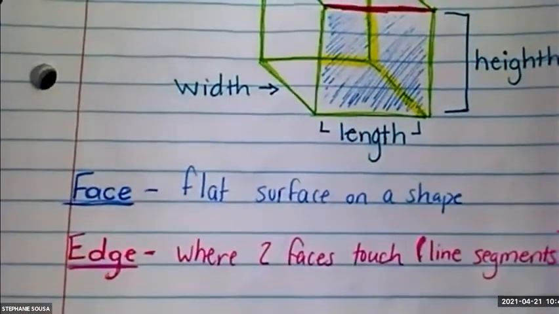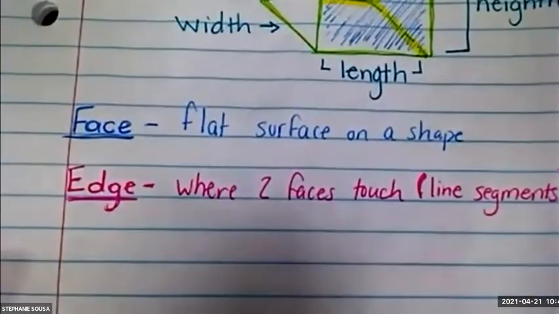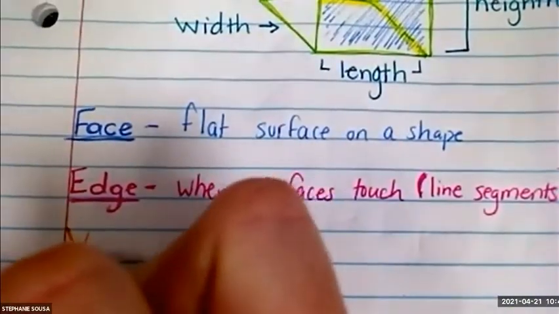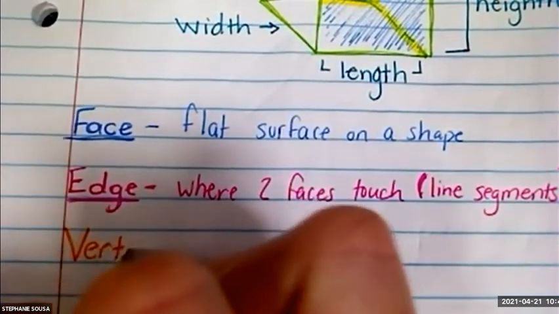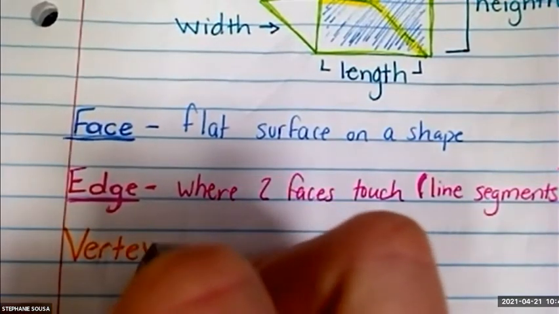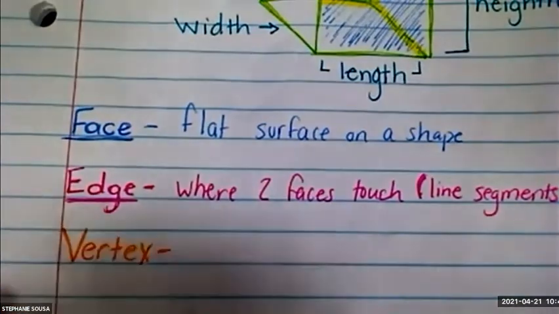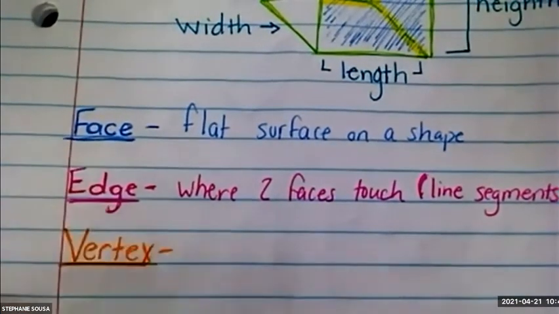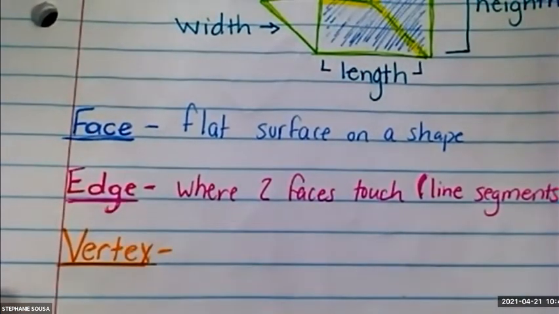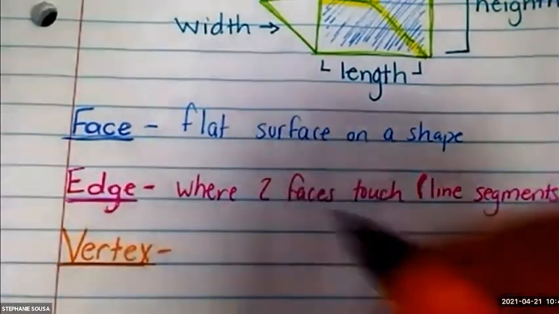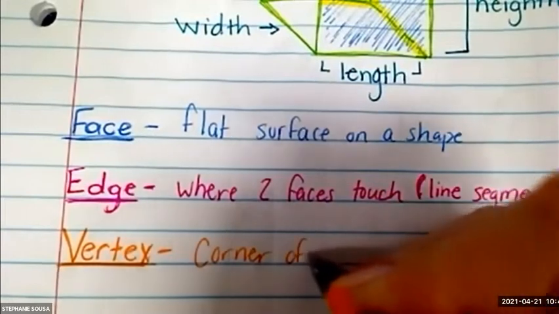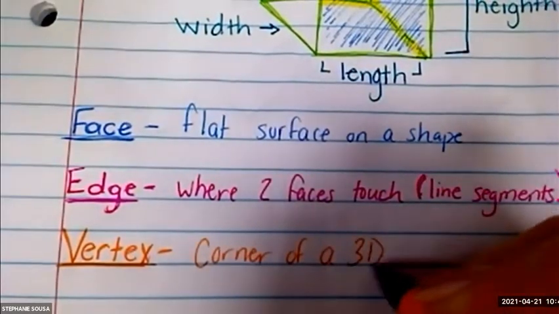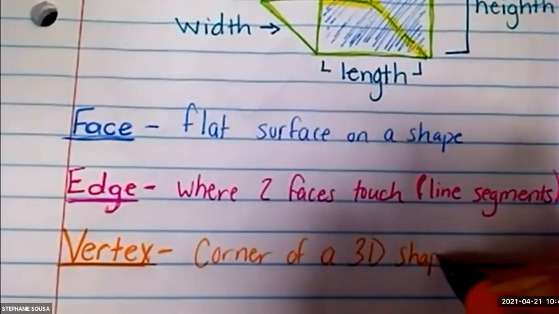Our final word is a vertex. Vertex is a fancy word for corner. A vertex is the corner of a 3D shape.